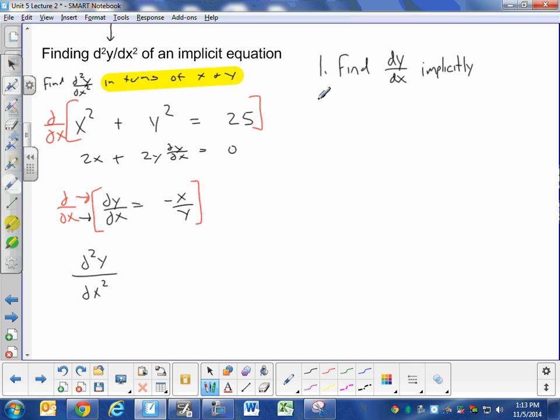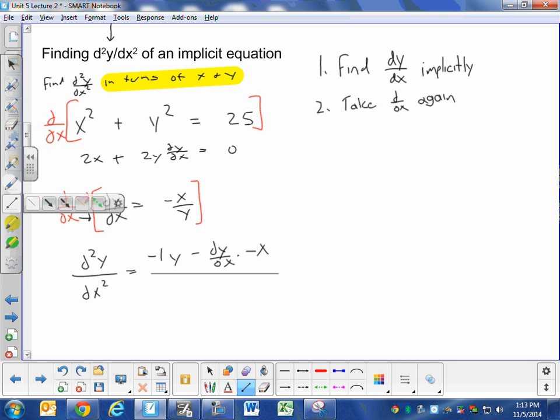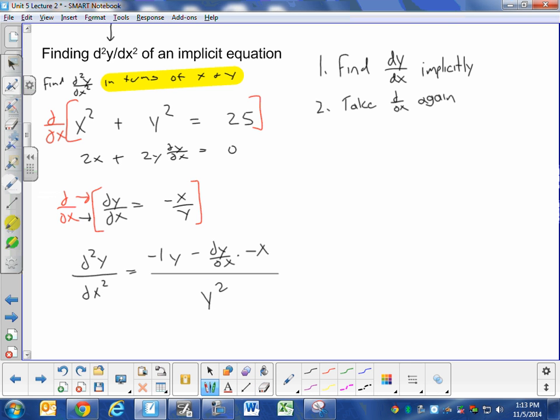So we found dy/dx implicitly. We are going to take the derivative again. We get the quotient rule: f prime g minus g prime f, where the derivative of y is dy/dx, times negative x, all over y squared. Okay, that's an answer. That's fine. But it's not the answer I'm looking for.